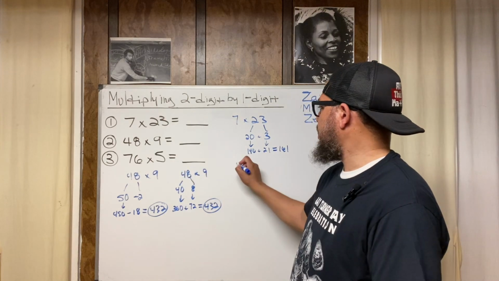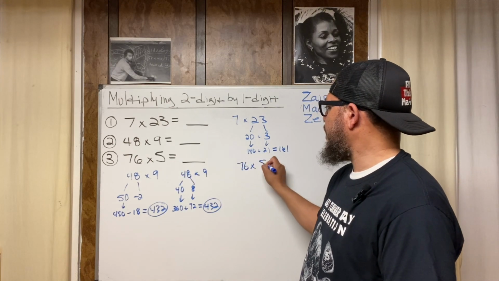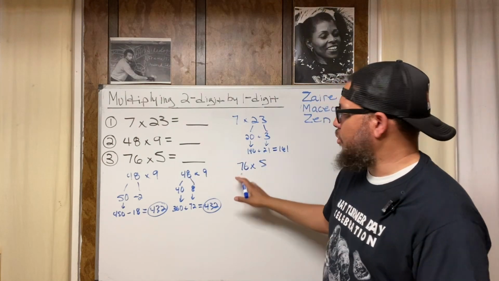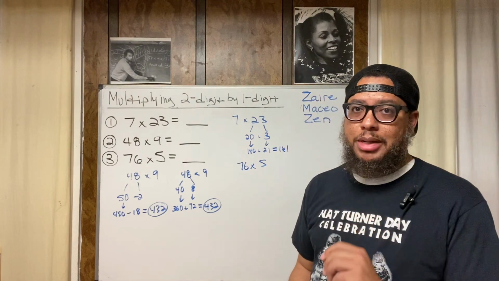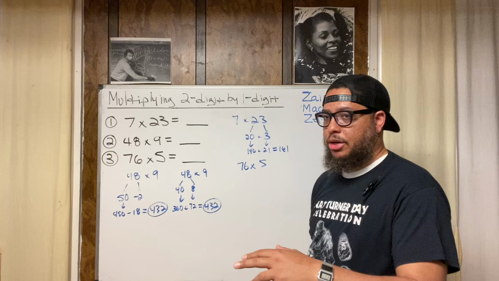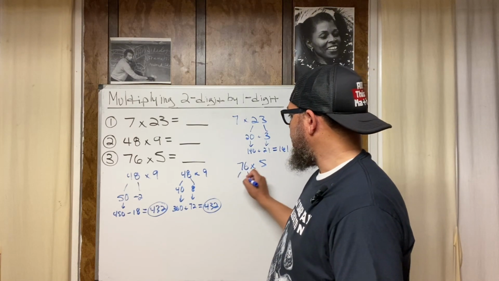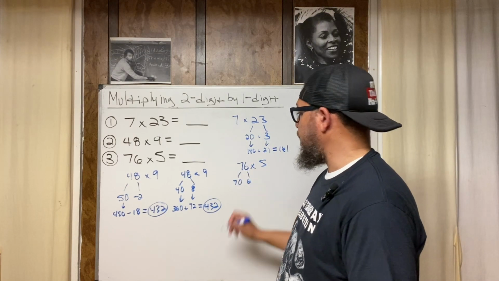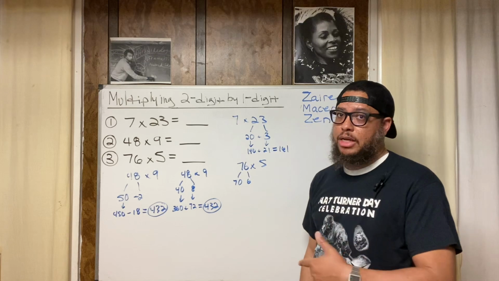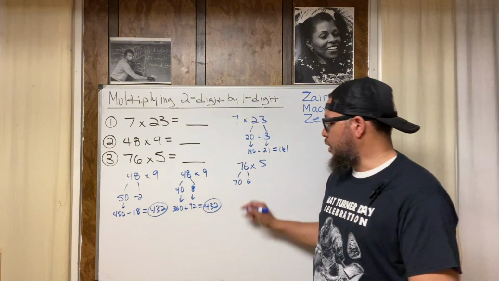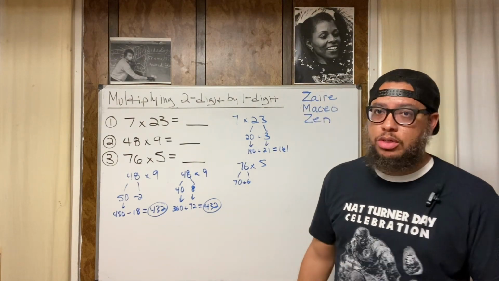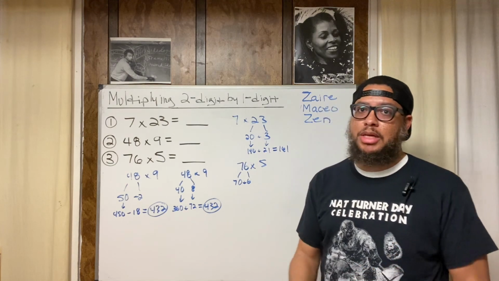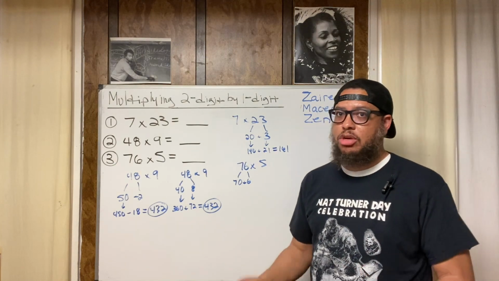Now, let's do the last one. 76 times 5. So the bigger number, we break that down or decompose it into 2 numbers: one number that ends in 0 and the remainder, or the difference. So I'm going to break this down into 70 and 6. If you want to, you could do 80 minus 4. We could do 70 plus 6, or we could do 80 minus 4. Whatever way you want to do it, you're still going to get the right answer as long as you do your multiplication and your addition or subtraction correctly.